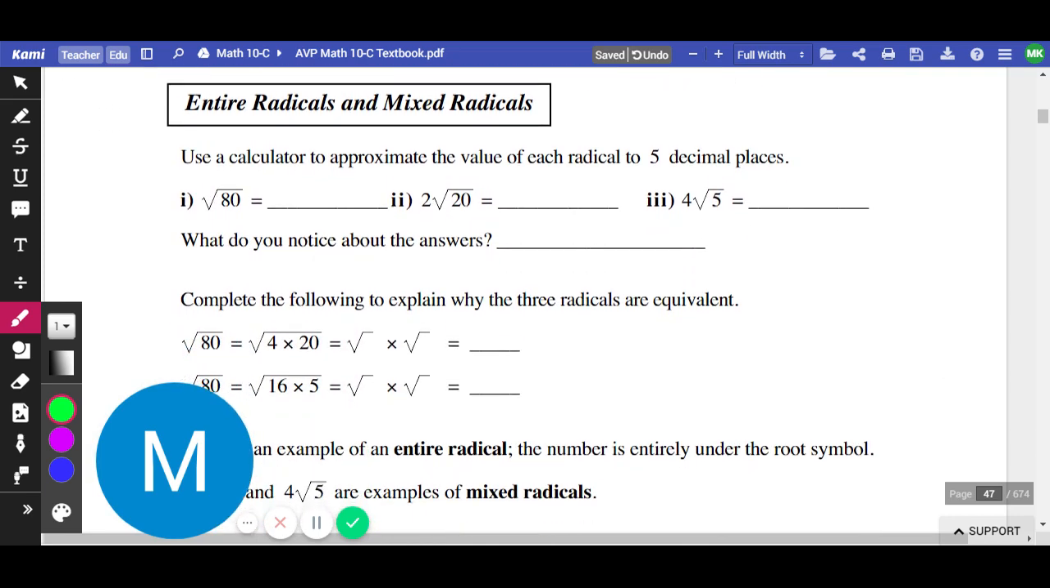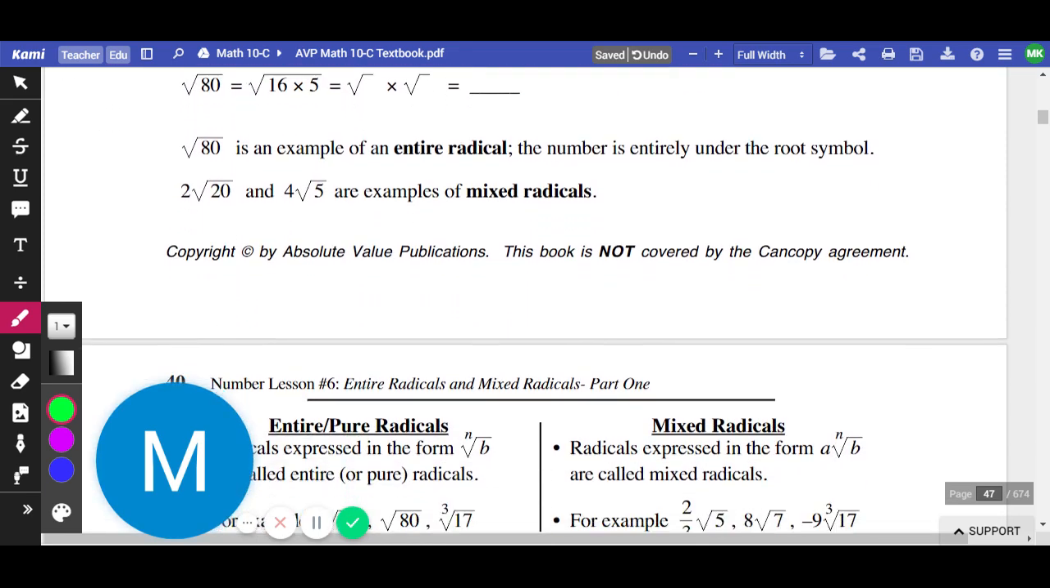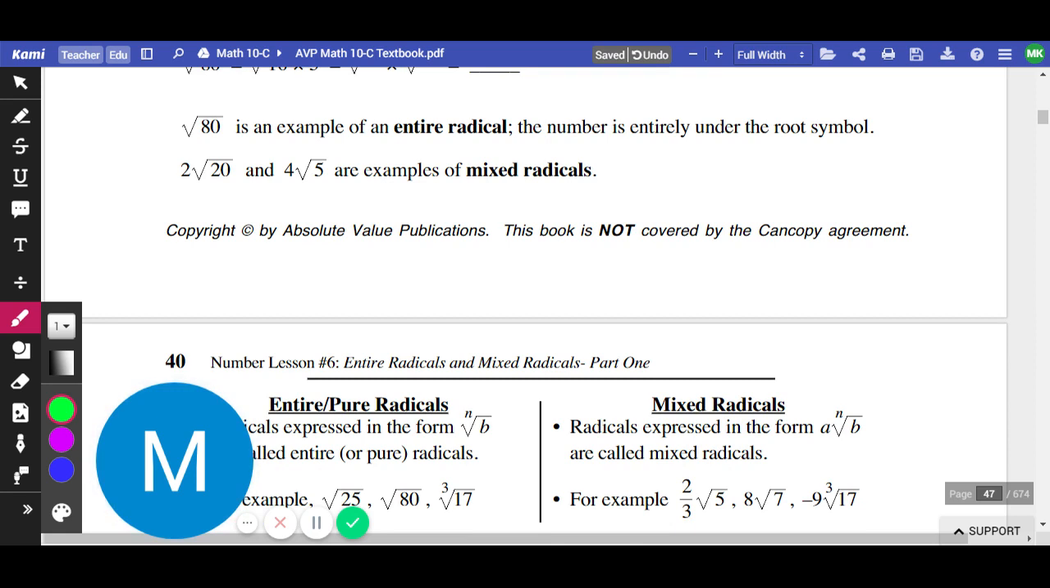I don't like those approximating ones. We're going to fast forward to this part. A couple more definitions that we're going to learn. We're going to learn something called an entire radical, something called a mixed radical. So an entire radical is something that doesn't have a coefficient. So for instance, if you look at this, square root of 80, that thing has no coefficient. No coefficient means entire radical.